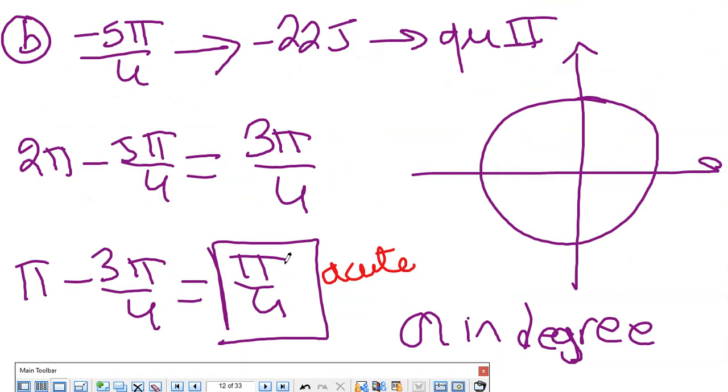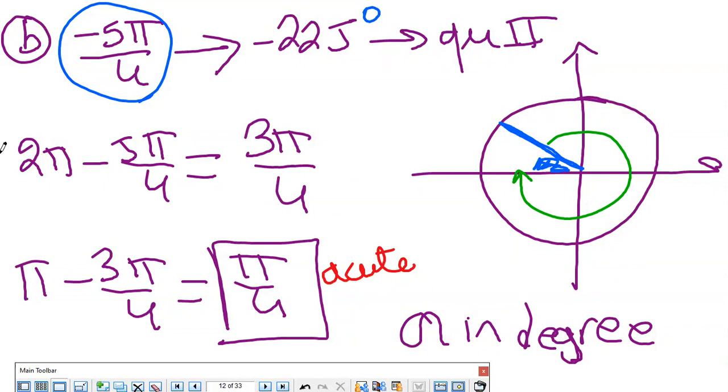Now I move to another angle: minus 5 pi over 4. Guys, if you feel that you're lost with the radian, directly transform to the degree. Pi is 180. You can replace it by 180 and it gives me minus 225 degrees. So minus 225 degrees, also I'm in quadrant 2. I'm somewhere here. To find this angle here, my first objective is to find this big angle here. So it's 2 pi minus 5 pi over 4, which is 3 pi over 4. Now to find the acute angle, I do pi minus 3 pi over 4 and it gives me pi over 4. So this acute angle here is pi over 4. Or I can also do all the calculation in degrees.